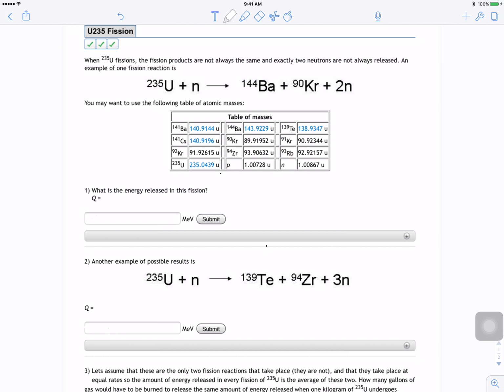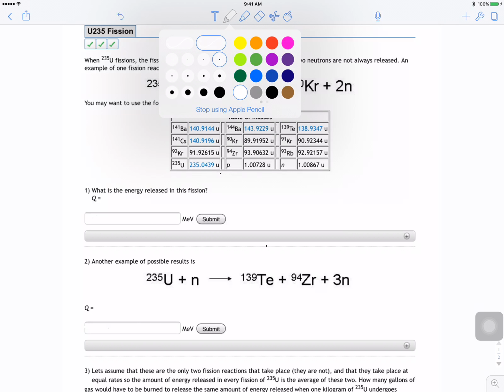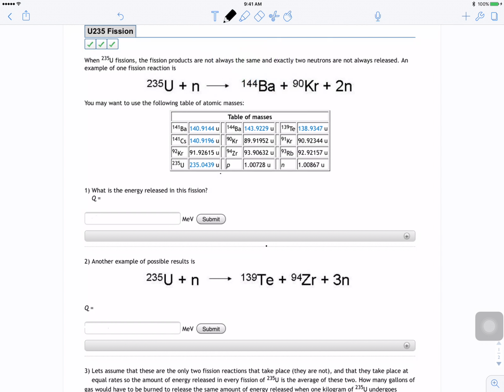Today's problem is the uranium-235 fission. They gave us the chemical equation of what's going to happen in the fission, and they want to ask us what's the energy released in this fission. They gave us the atomic masses of each one of these three species.